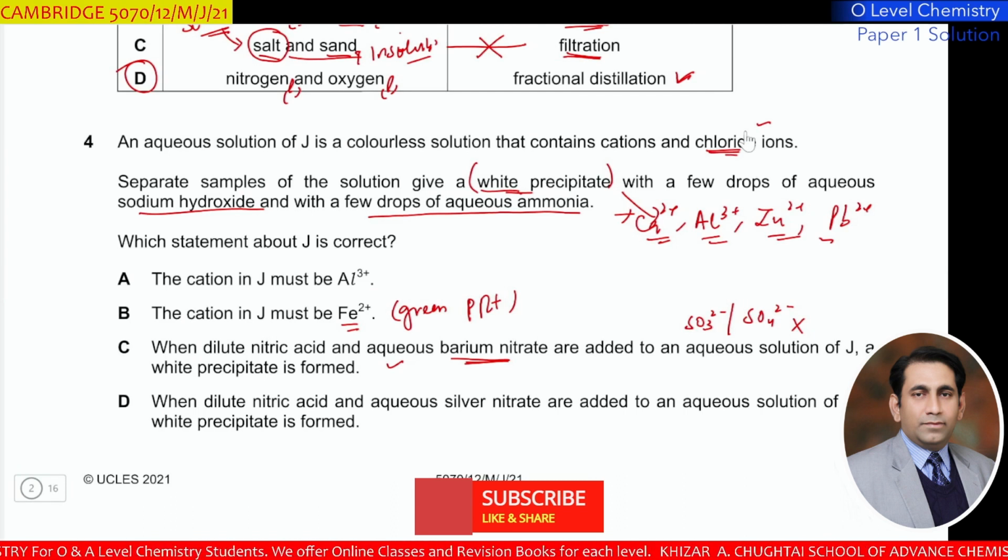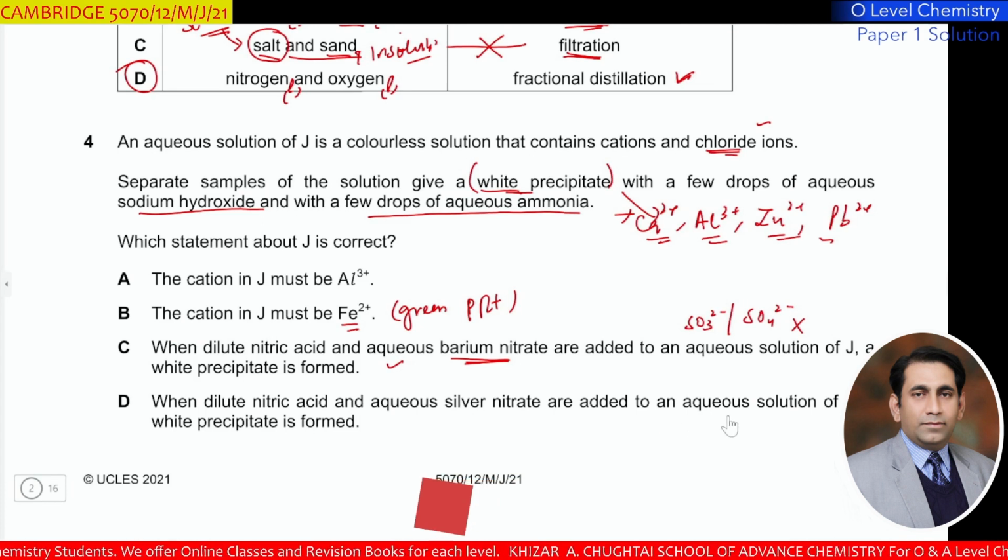The last one: when dilute nitric acid and aqueous silver nitrate are added to the aqueous solution of J, a white precipitate is formed. Yes, it is confirmed, it is correct. This is the AgCl solid. So the confirmed answer is this one.